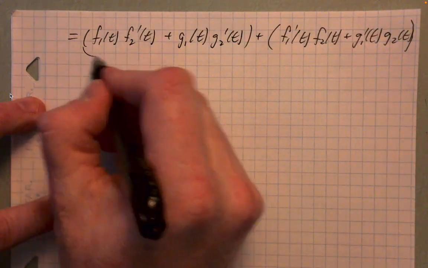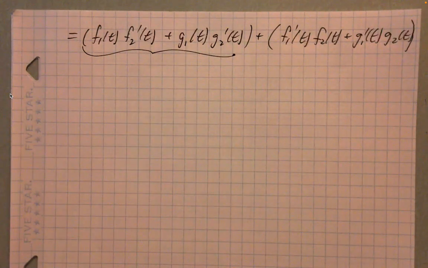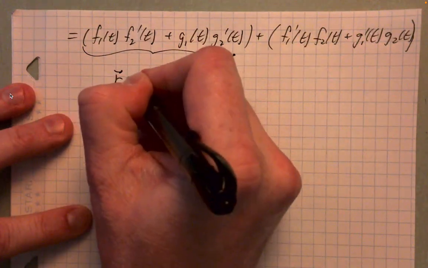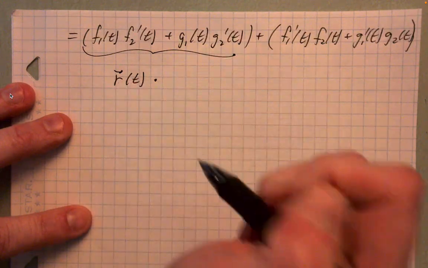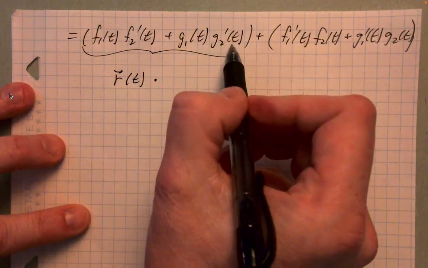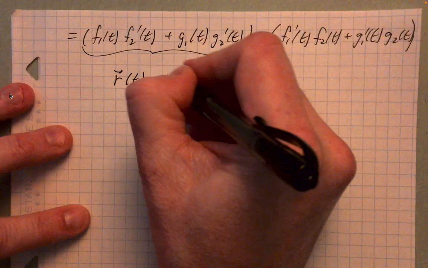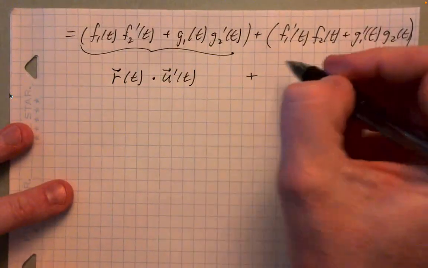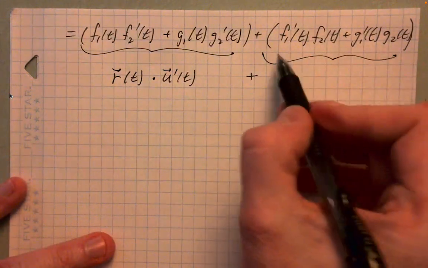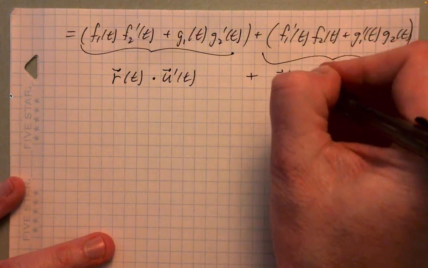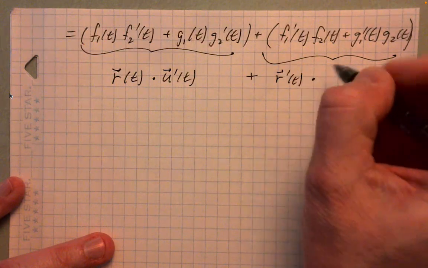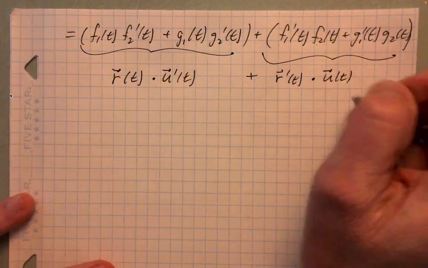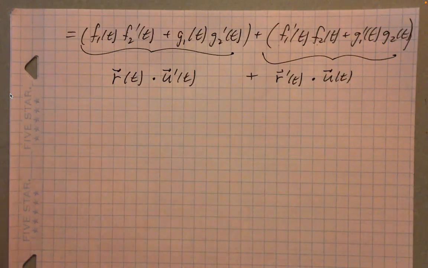And so then what is this? Well, that's going to be r of t dotted with what? Well, you've got f2 and g2 derivatives, right? So that's going to be u prime of t. And then what's this over here? Well, this is r prime of t dotted with, now f2 and g2 are unchanged, so that's u of t. Okay. And so that's what we're after, right?